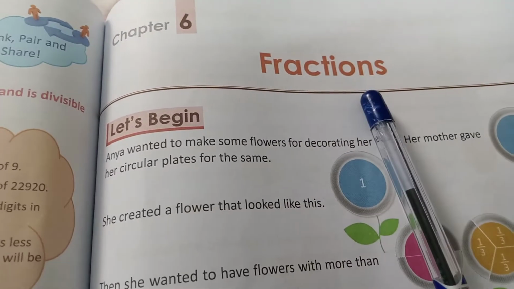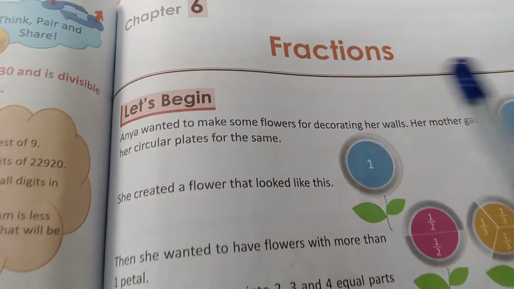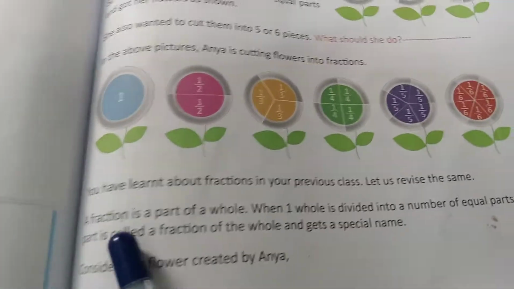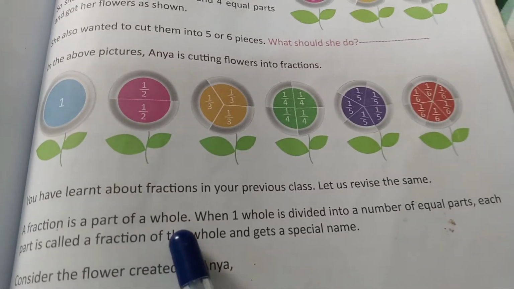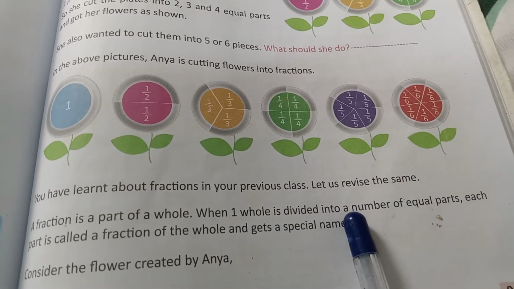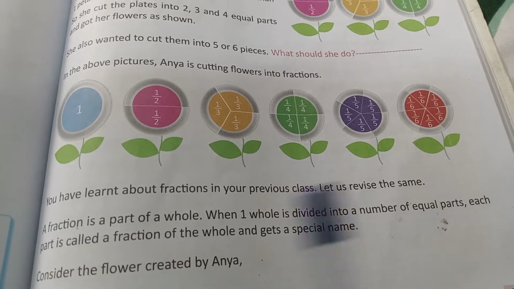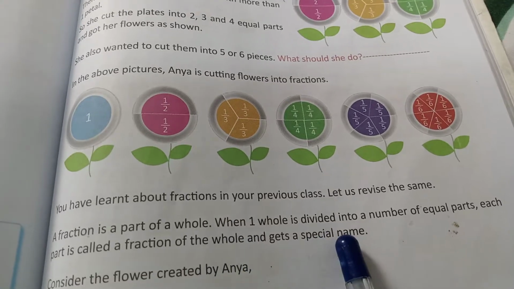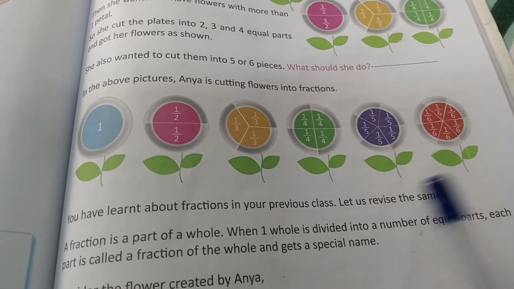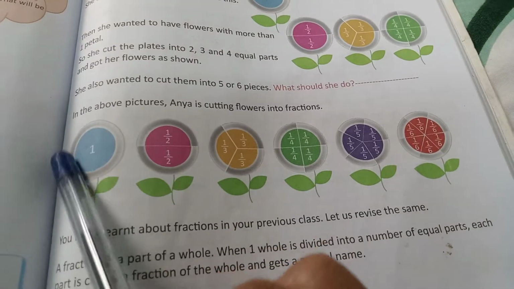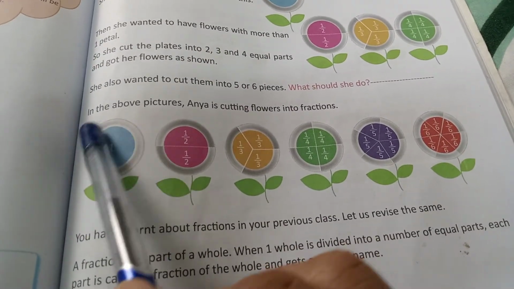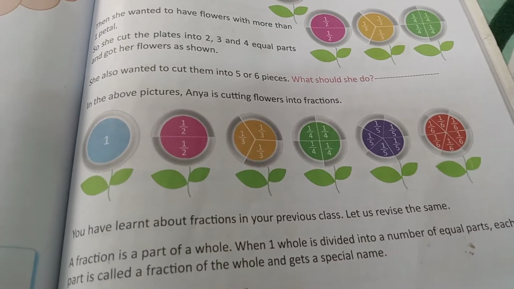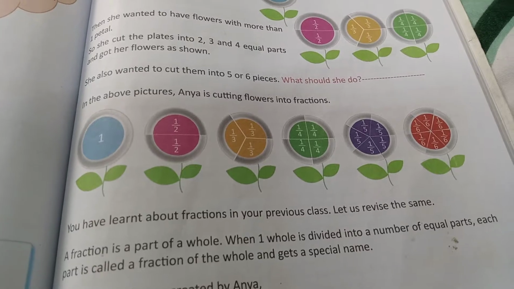Before starting this chapter, you have to know what fractions are. A fraction is a part of a whole when one whole is divided into a number of equal parts. Each part is called a fraction of the whole and gets a special name. When we divide a whole, meaning a complete thing, into equal parts, those parts are called fractions of that number.